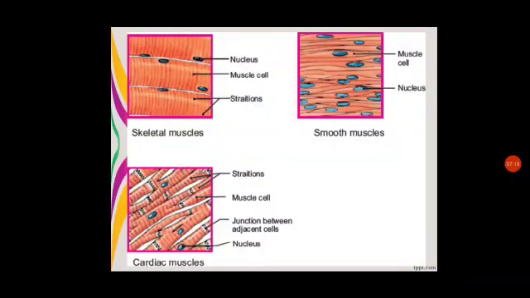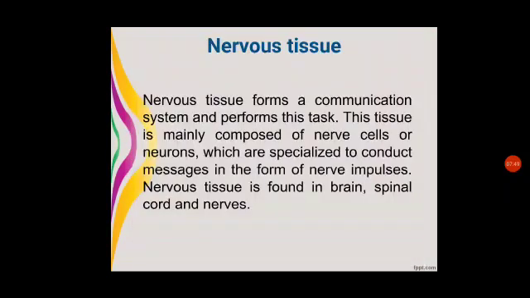Here you can see skeletal muscles, smooth muscles, and cardiac muscles. Smooth muscles are those muscles which are not in our own control, like heart beating and eye blinking. Here all these are smooth muscles. Skeletal muscles are those muscles in which the activities are under our own control, like walking and moving. Cardiac muscles are the muscles of the heart.